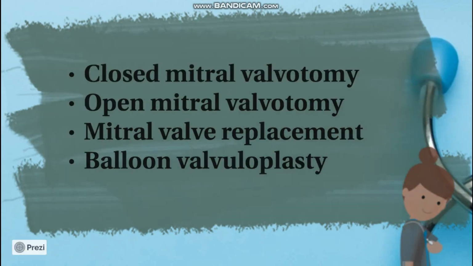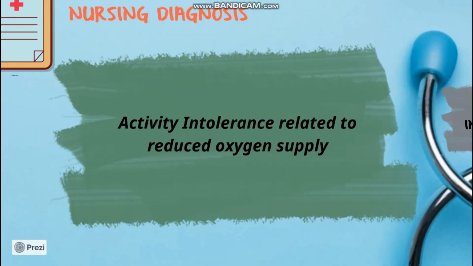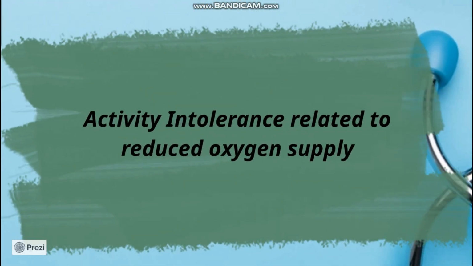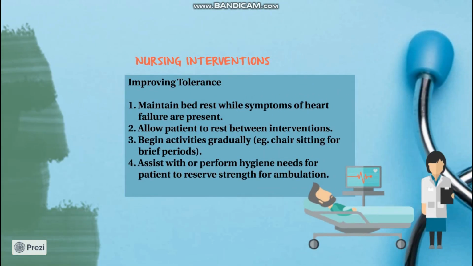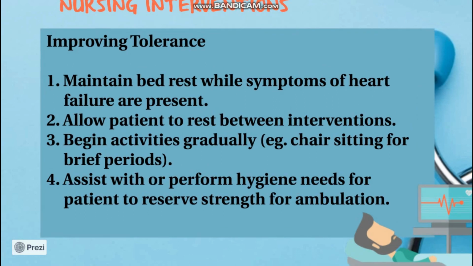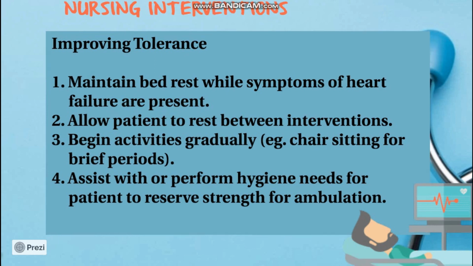The nursing diagnosis for mitral valve stenosis is activity intolerance related to reduced oxygen supply. The nursing interventions are the following. First, maintain bed rest while symptoms of heart failure are present. Allow patient to rest between interventions. Begin activities gradually. Assist with or perform hygiene needs for patients to conserve strength for ambulation.